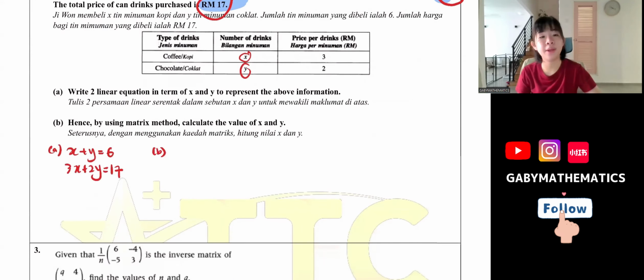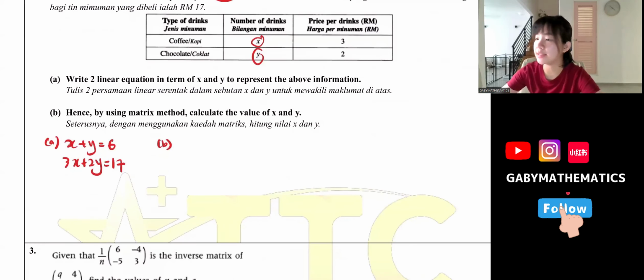Now part B, use matrix to do it. Okay, guys, if you do it fast, give me the answer, yeah.